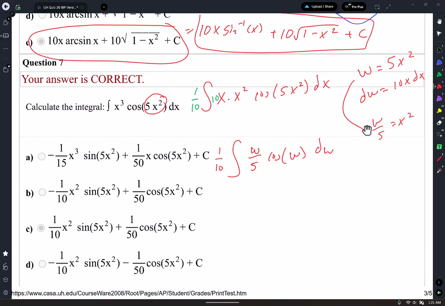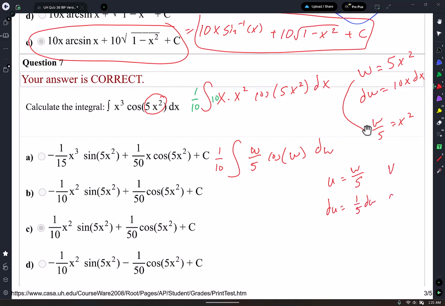I think I'm good, guys. Let me just make sure. X squared is w over 5. That's true. And then 10x, yeah, that's fine. If you want, you can bring that 5 out. It might make life simpler, but it really doesn't matter, guys. There's my u: w over 5. du equals 1/5 dw.